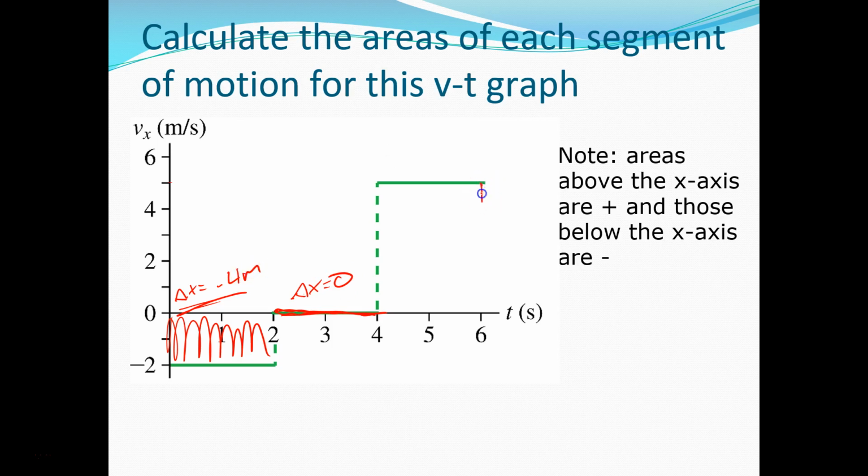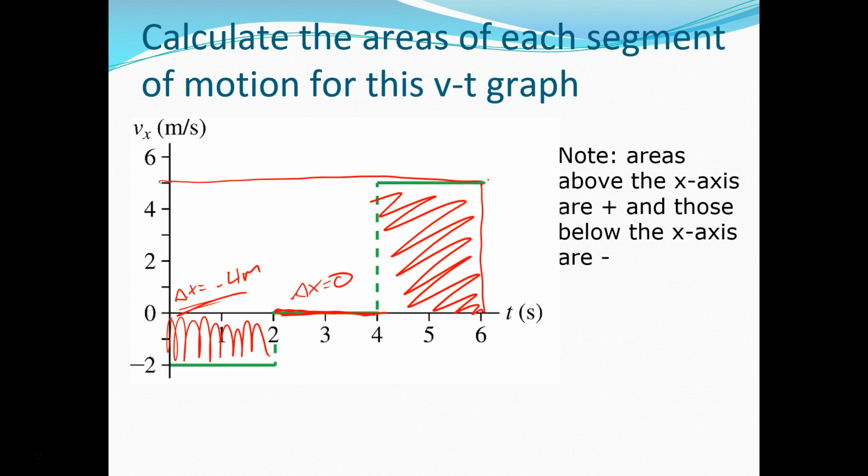And finally, our last segment, between 4 and 6 seconds, we have to find the area under the curve. We have a positive velocity, which means we're moving in the positive direction. Our base is going to be 2 seconds, and our height is 5 meters per second. So we do 2 times 5, and we find that our delta x for this segment is equal to 10 meters.